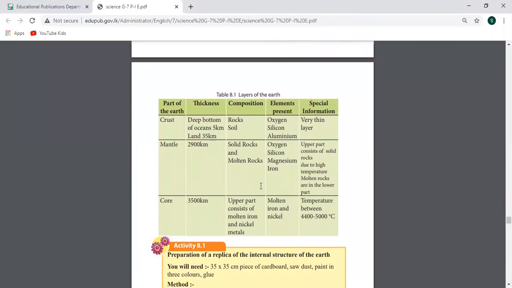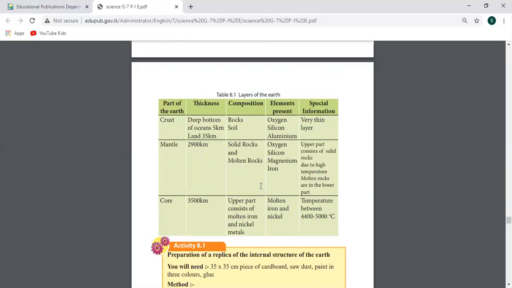And here are the parts of the Earth and the thickness, composition, elements present, then the special information. If you learn this table and study this table, the paper will be really simple. When we talk about the crust, the deep bottom of the ocean is 5 kilometers, and the land is 35 kilometers. Composition is rocks and soil, and there are oxygen, silicon, and aluminium. The special information about the crust is that it's a very thin layer.